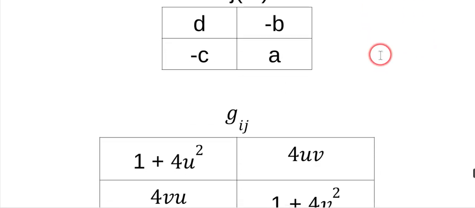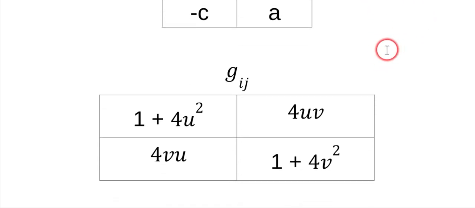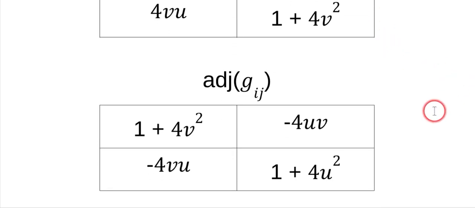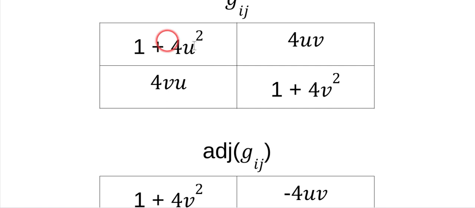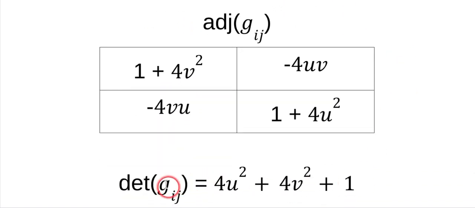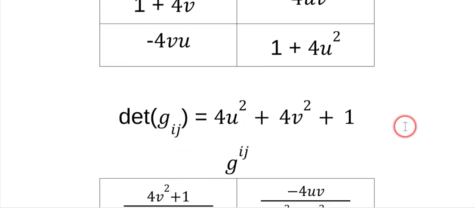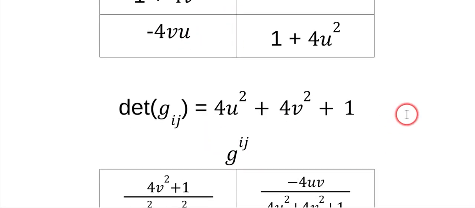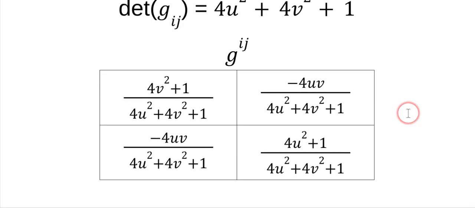So here is our metric tensor. So we take the adjoint of that. So we move this here, move that up there, take the negative of these two. We had already found, working with our problem, the determinant of the metric tensor was this. So we put all of this over top of that, and bada bing.